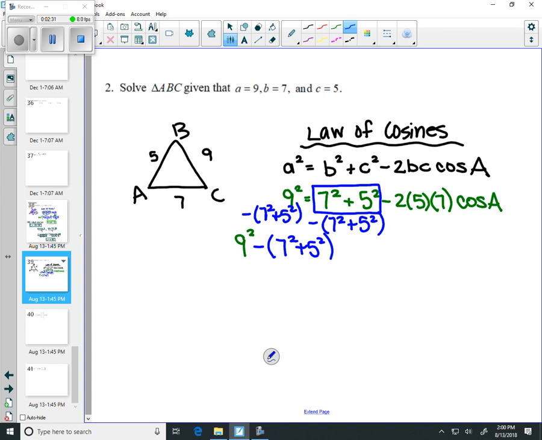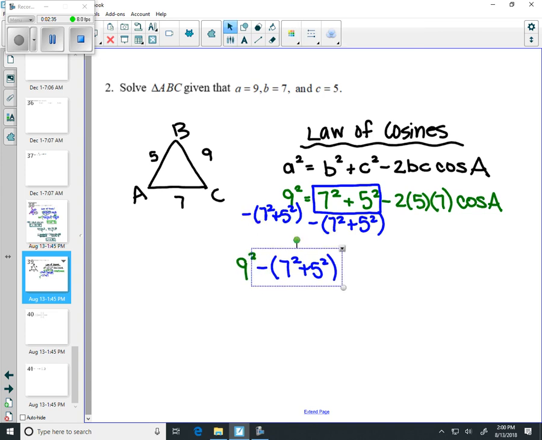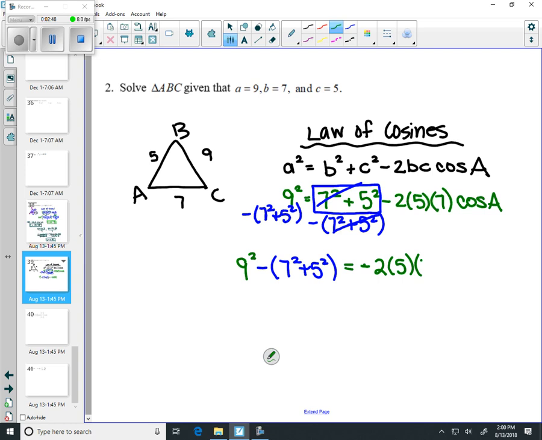You can get the decimal approximations from the beginning, but this is more exact, especially when you're working with angles. I think that's good to be more exact. Okay, so that cancels over here. So what do I still have left on the right-hand side? I have negative 2 times 5 times 7 times cosine of A.